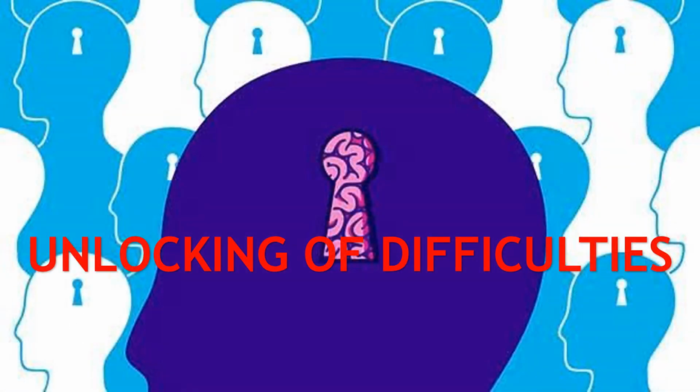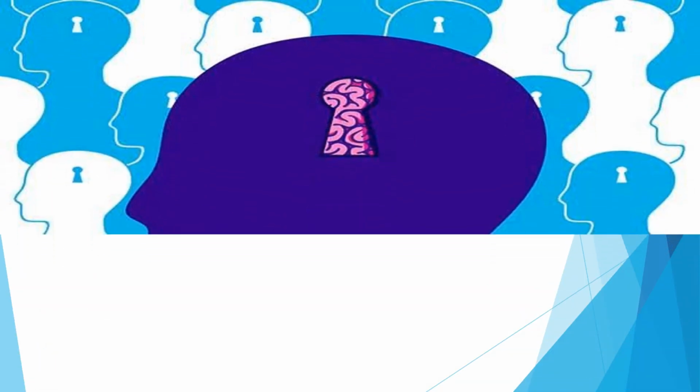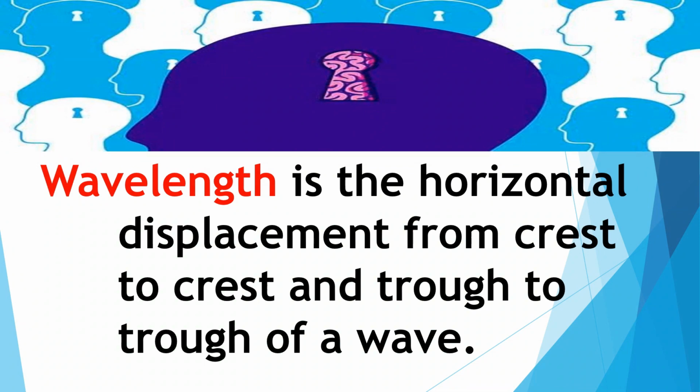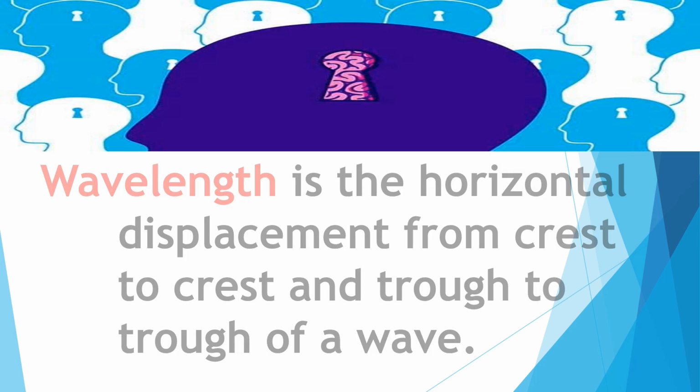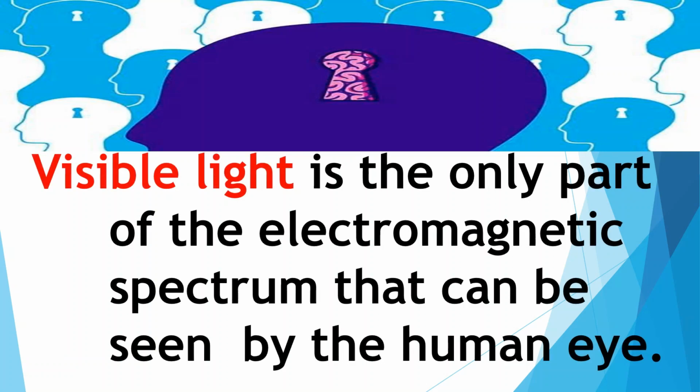So let us have the unlocking of difficult terms used in this lesson. Wavelength is the horizontal displacement from crest to crest and trough to trough of a wave. Visible light is the only part of the electromagnetic spectrum that can be seen by the human eye.